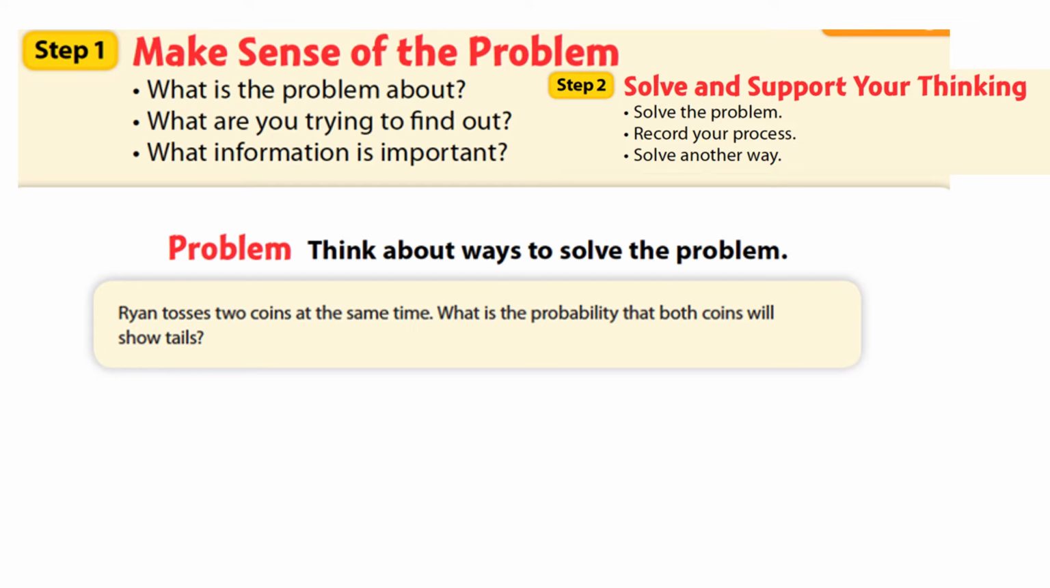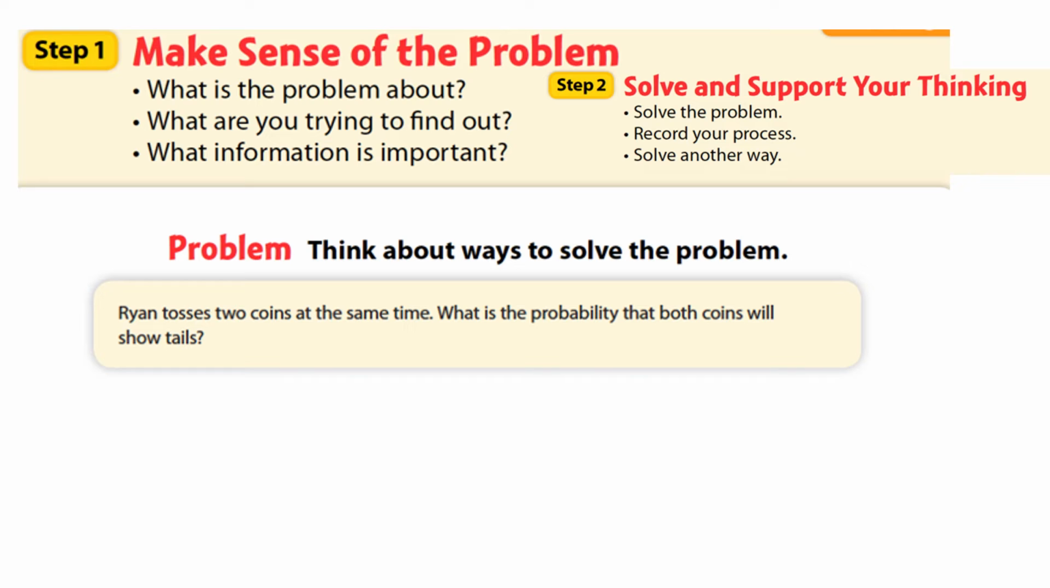So we're going to look at a more complex problem with probability. You're going to look at the steps at the top as you go through the problem and think of those on your own. So our problem is Ross is going to toss 2 coins at the same time. What is the probability that both the coins will show tails? So when you're trying to make sense of this problem, some questions you could ask yourself is, what is this problem about? What are you trying to find out? And what information is important? So think about your answers to those.